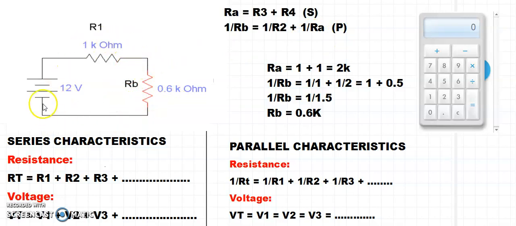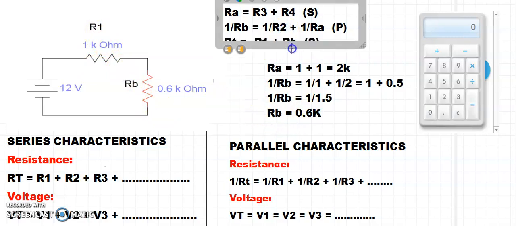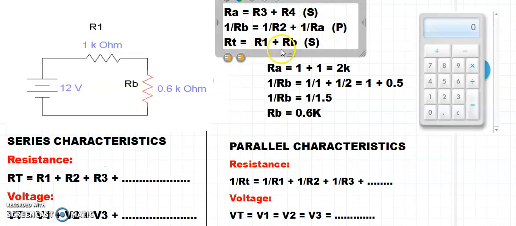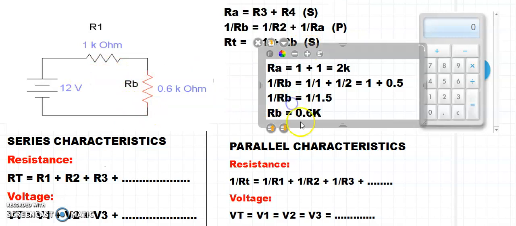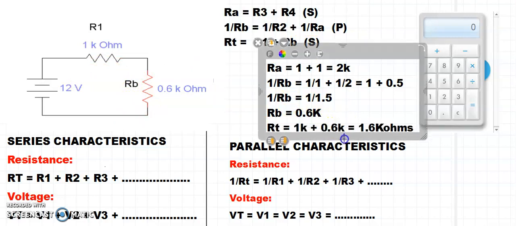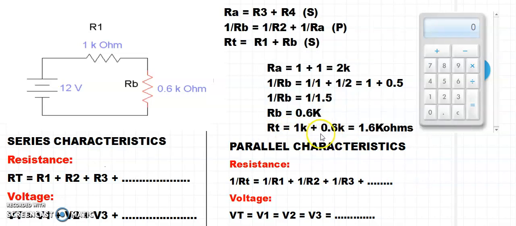Now we can see this equivalent circuit which has R1 and Rb, and now we can easily find out Rt by simply adding R1 and Rb. We can do that by using this formula. Rt equals R1 plus Rb in series, because they are in series, as you can see, and here we can just add them up. Rt equals R1 plus Rb, which is 1.6 kilo ohms. So Rt here is 1.6.